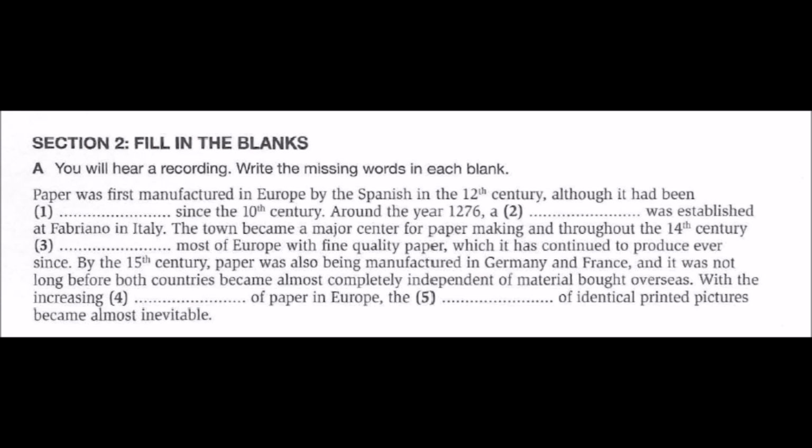Paper was first manufactured in Europe by the Spanish in the 12th century, although it had been imported since the 10th century. Around the year 1276, a mill was established at Fabriano in Italy. The town became a major centre for paper-making and throughout the 14th century provided most of Europe with fine quality paper, which it has continued to produce ever since.